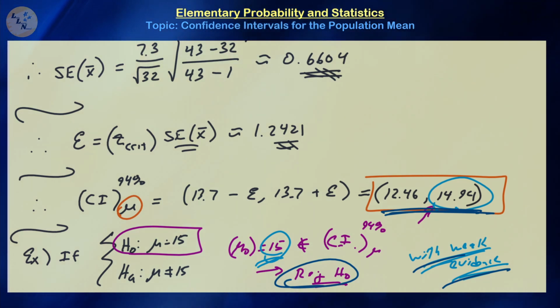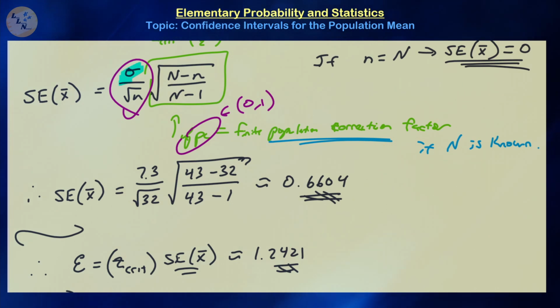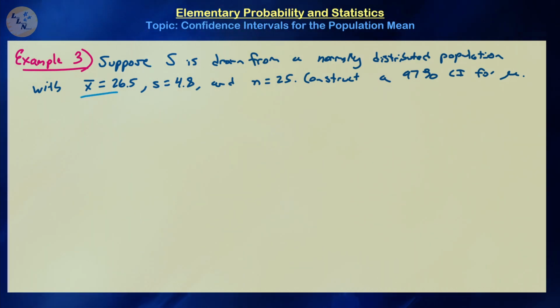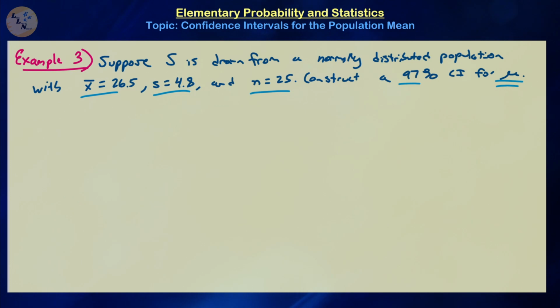So let's look at another example of something a little bit more realistic, because notice for all of these things, we're actually assuming that we know the population's standard deviation. Generally speaking, we do not. So how do we tailor our confidence intervals in that scenario? Let's assume that the sample S is drawn from a normally distributed population P, where the sample mean comes out to 26.5, the sample standard deviation comes out to 4.8, and the sample size was 25. How are we going to go about constructing a 97% confidence interval for the population mean mu with these particular assumptions given to us?